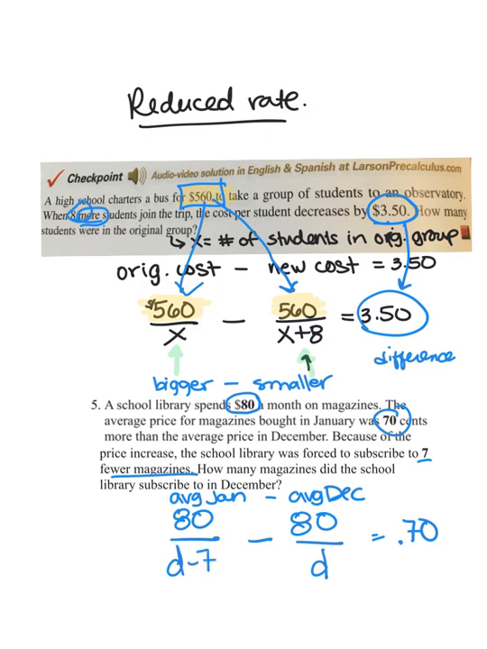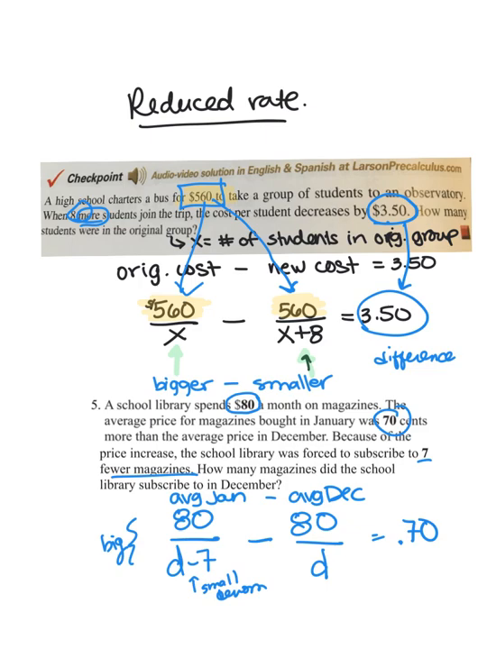I know that 80 over D, whatever D might be, has a smaller denominator, which means that the entire expression is bigger, and so I will get a positive answer. If you accidentally switch the D and the D minus 7, you would get a negative. So you just want to be careful about that.